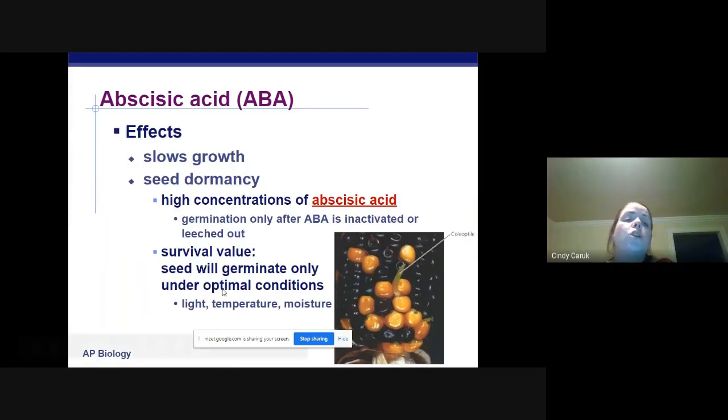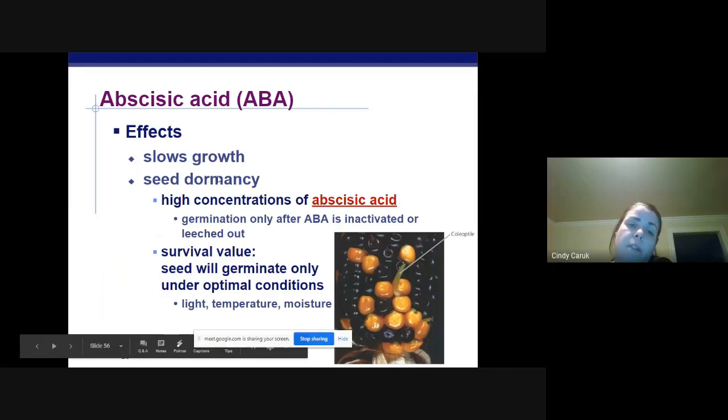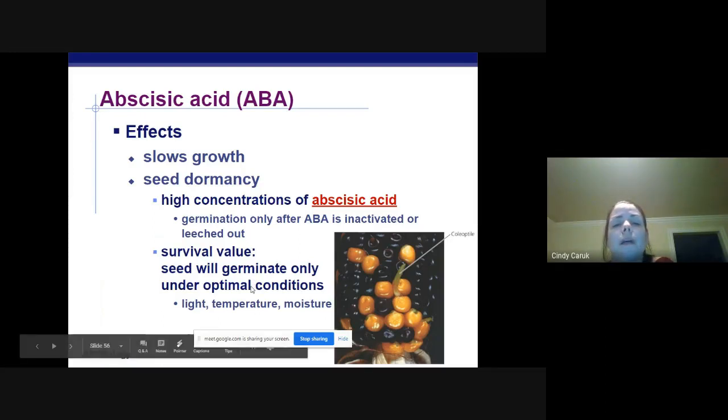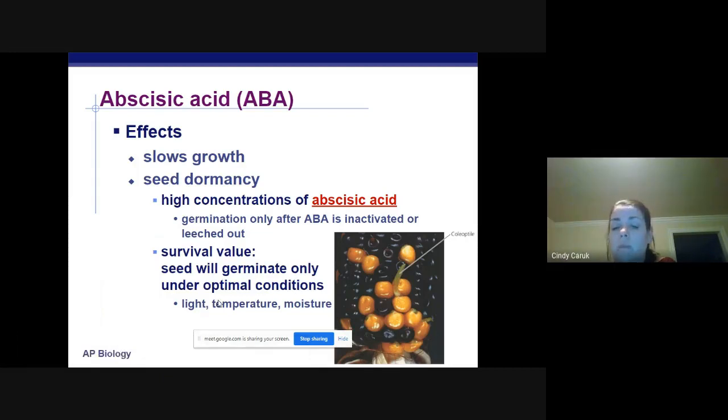Abscisic acid slows growth. It is actually antagonistic to gibberellins. This causes seed dormancy, and this is the one that gets washed away while you start to water your seeds. And it really is important because it only allows seeds to germinate under optimal conditions, light, temperature, and moisture.